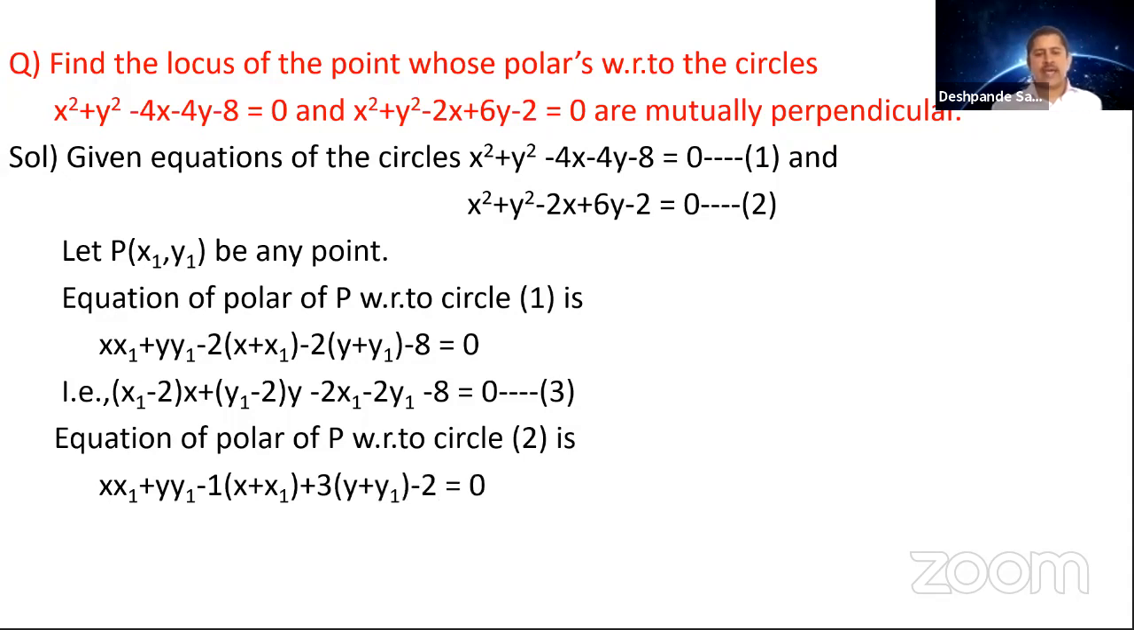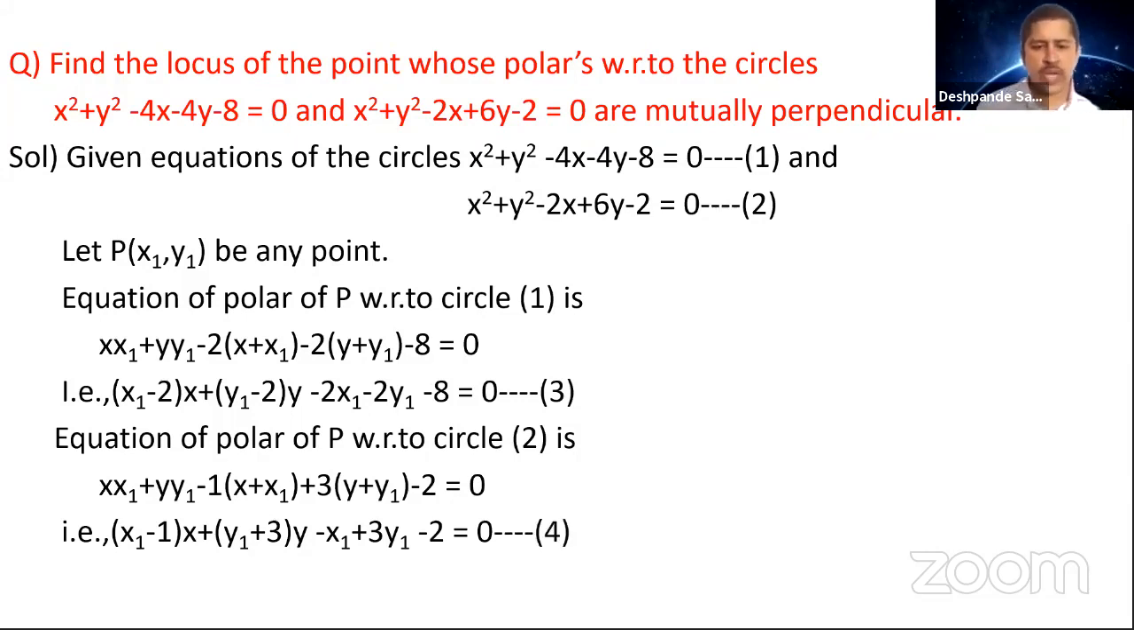So again, like equation 3, here also you are going to rearrange. You get xx1 and you get -x. So you take x common. So you get x(x1 - 1) + y(y1 + 3) - x1 + 3y1 - 2 = 0. So you have got two equations in terms of x1 and y1.